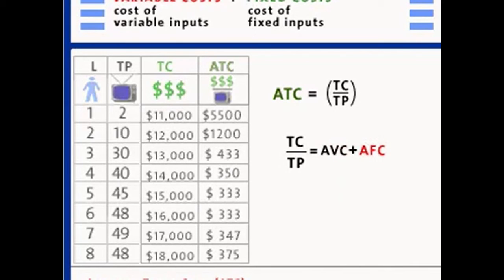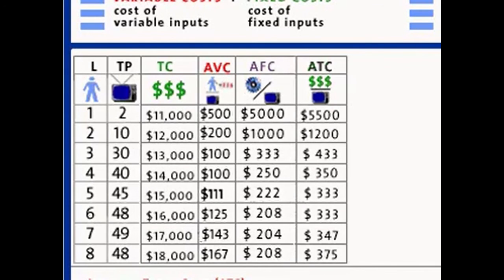Average variable cost is right here. Average fixed cost is right here. And here's our schedule that tells us how many televisions we're producing. If we put all of these together, and I don't want the marginal cost curve at all, that's the curve I don't want. The curve that I want is average total cost, which I've put over here. Look, in each case, the average total cost of producing a given number of television sets is equal to the average variable cost plus the average fixed cost. 200 plus 1,000 is 1,200. 111 plus 222 is equal to 333.